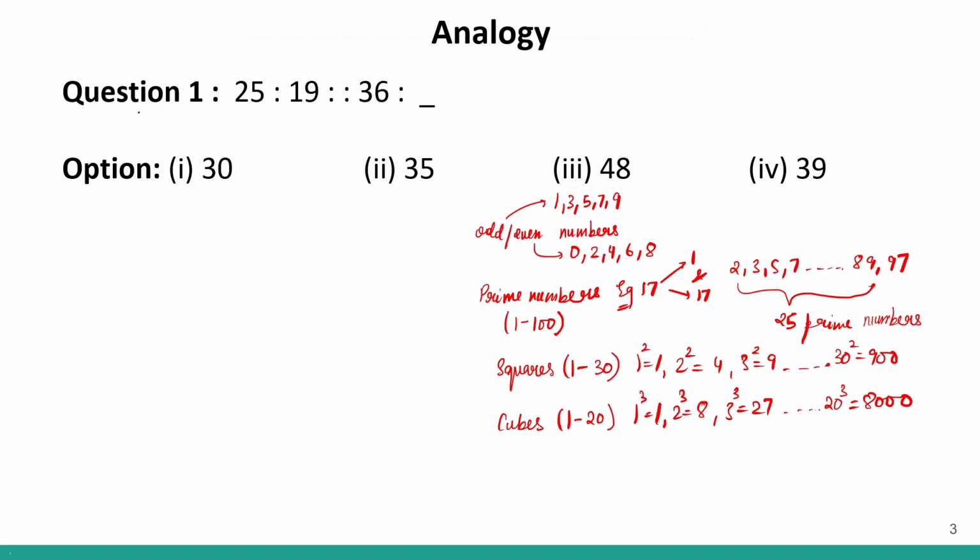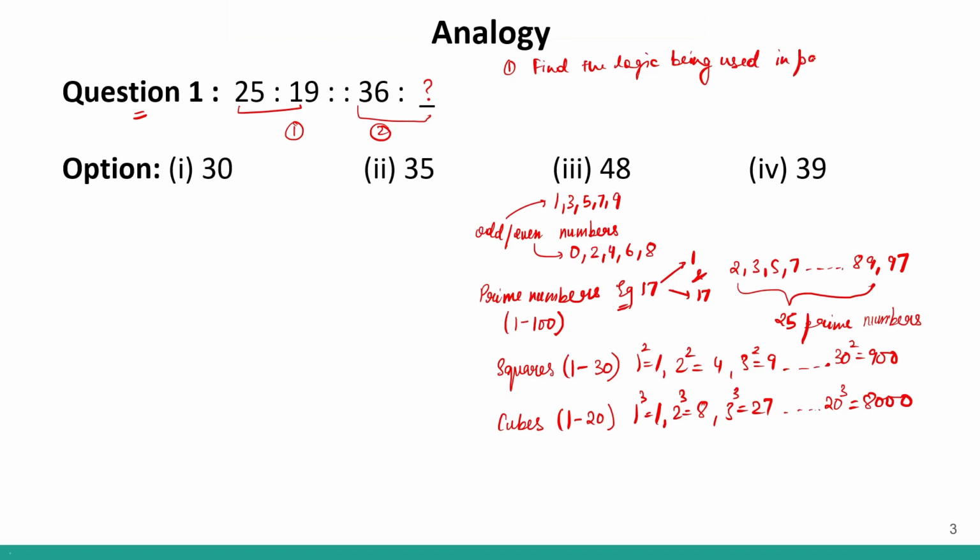Okay, so let us look at question number 1. Question number 1, we have 25 and 19 and 36, and we have to find the missing term. So how do we solve questions on analogy? First, we find out the pairs, correct? The first step is to identify or find the logic being used in pair 1. Correct? Find the logic being used in pair 1.